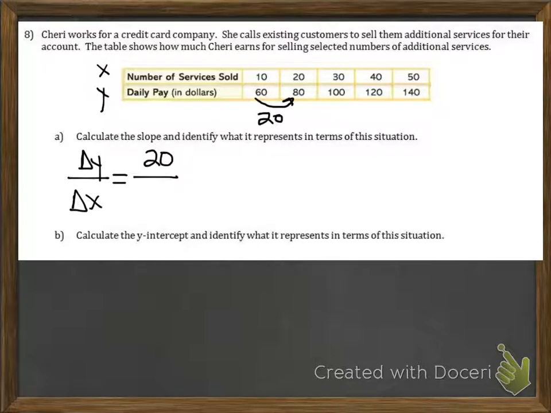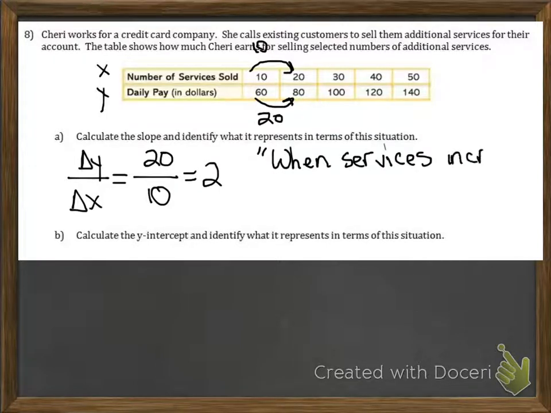So if we look at the change in the y values, just comparing two of the values, the increase is 20. And then comparing the corresponding x values, the increase is 10. And so our change in y over change in x is 20 over 10. And this simplifies to 2.